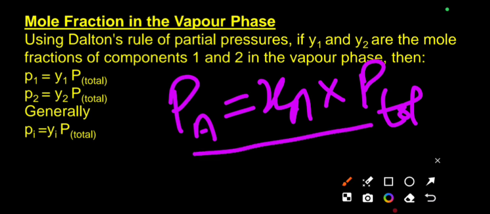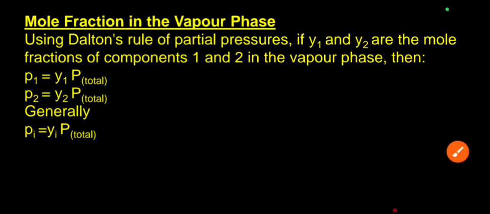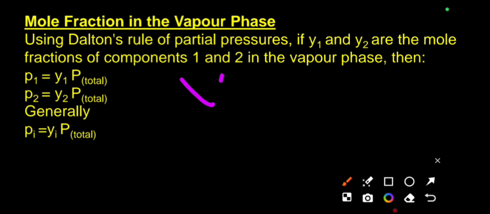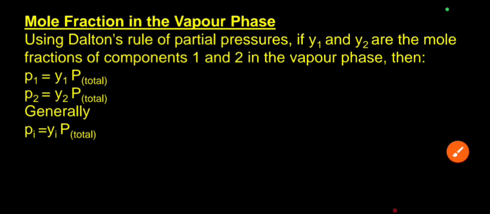P total means, if two components you have taken, the total pressure applied by those components is equal to the total pressure. So that only we have written here. But whenever you are using the mole fraction in vapor phase, our representation will be in terms of y. In liquid phase, we are using x. So same thing written here. For component 1, partial pressure is equal to y1 P total. For component 2, partial pressure is equal to y2 P total.